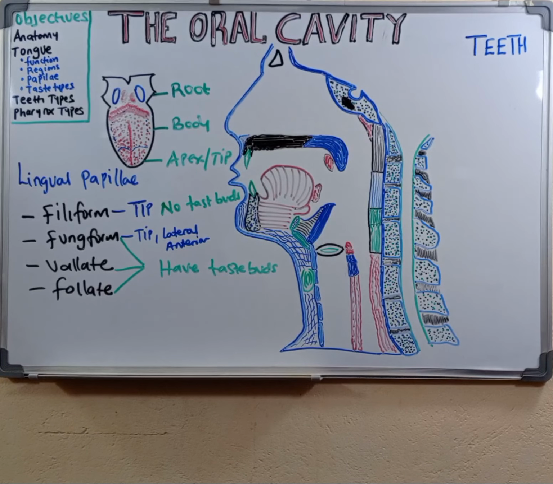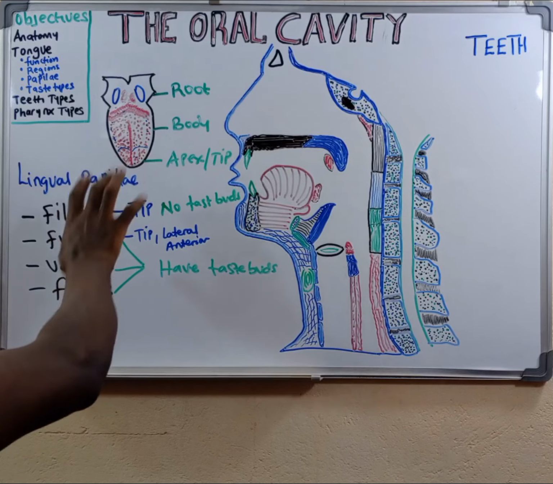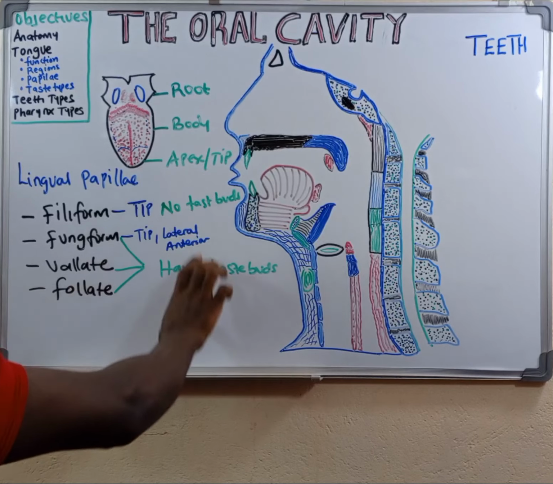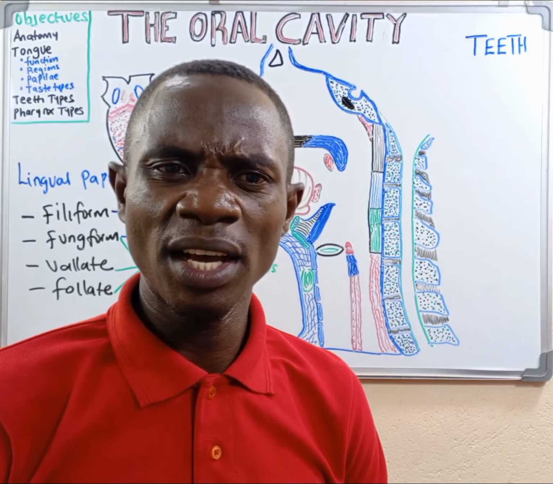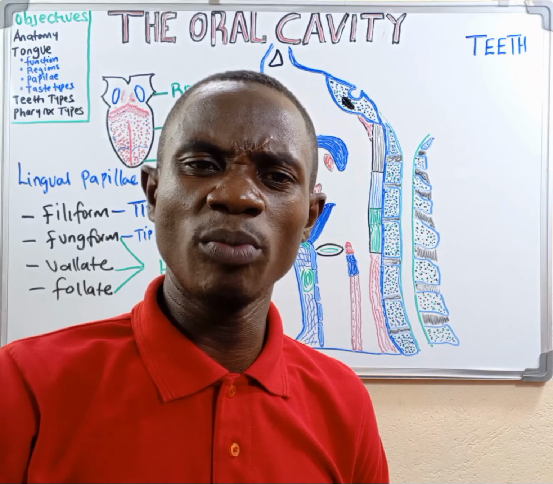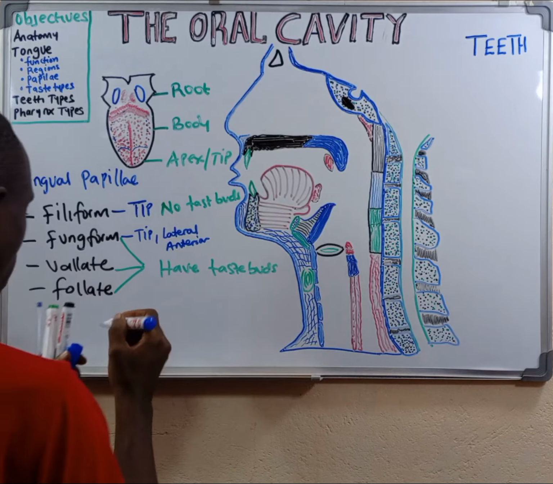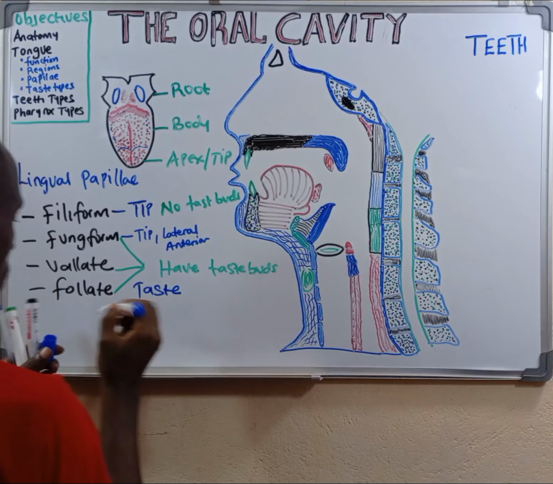So now, this is the really simple anatomy of the tongue, with the lingual papillae, the root, the body, the apex, and also the taste buds. But now we need to first know, what are those tastes? What are the taste sensations that are going to be picked up by the tongue? Now, we need to look at what we call the taste sensations.